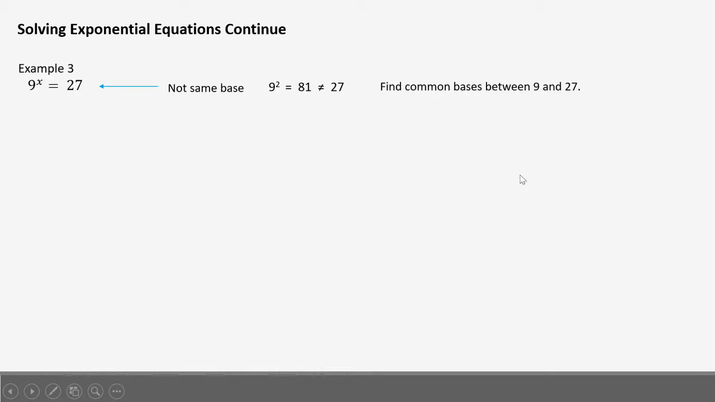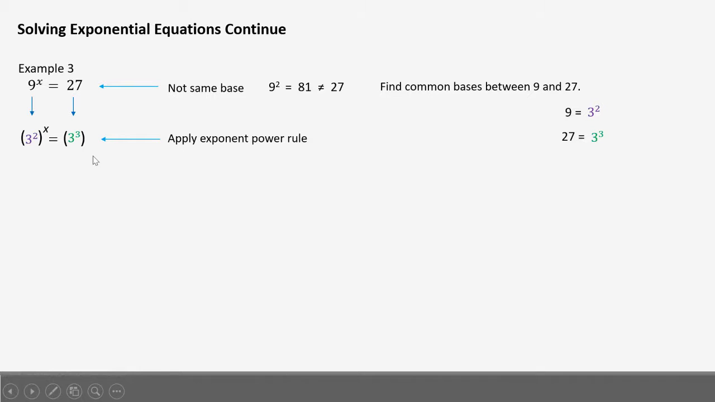Find common bases between 9 and 27. And here's where 9 is equal to 3 squared, right? And 27 equals 3 cubed. So now I'm going to rewrite these two expressions, one on each side of the equation, with the bases over here. So 9 was 3 squared, and 27 was 3 cubed. Now I'm going to apply the power rule.